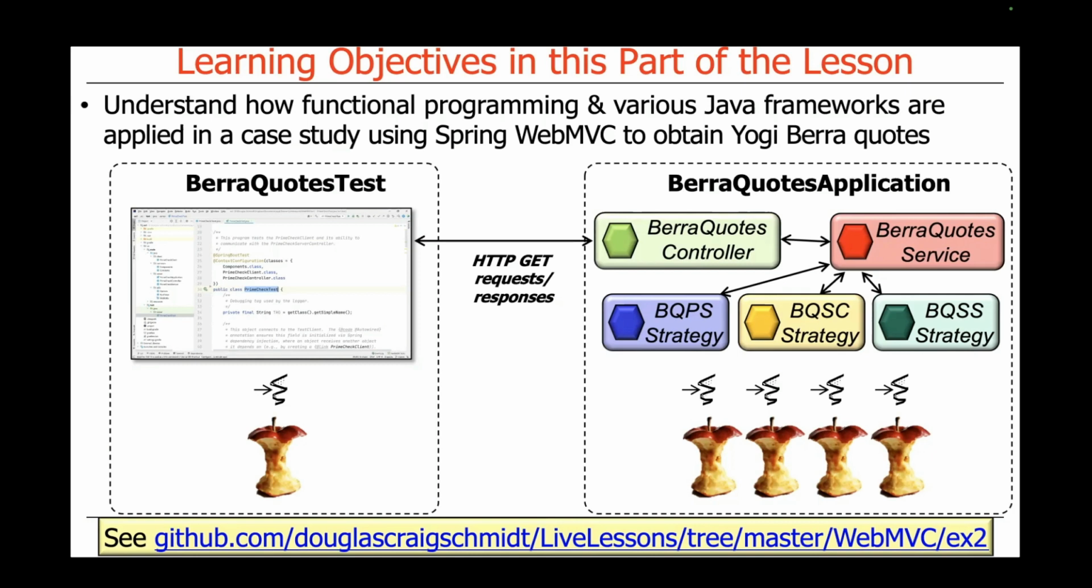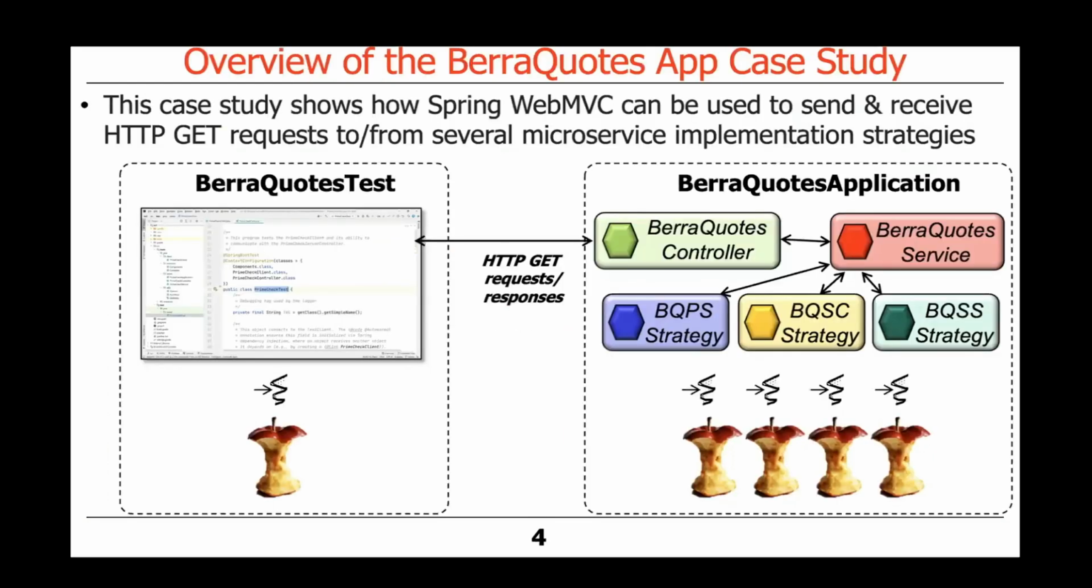As you can see, it's a client-server application. We've got the BerraQuotes application on the right-hand side. That's the server side. The BerraQuotes test, which is on the left-hand side, that's the client. And they communicate by sending synchronous HTTP GET requests and responses. So let's take a look and see how we can use this to implement a very, very simple microservice.